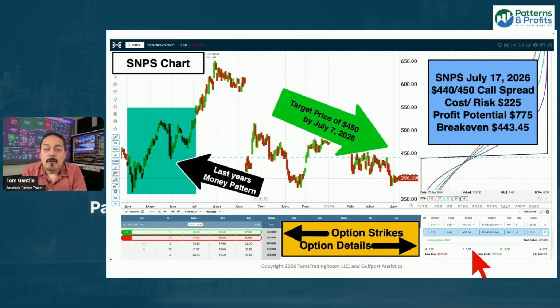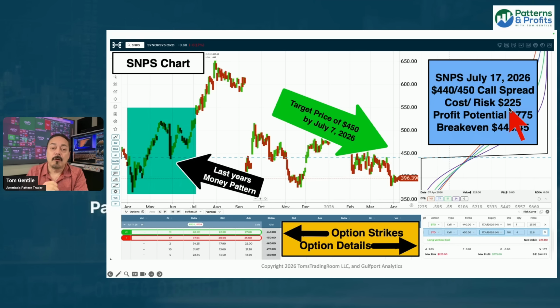And so even though we are still a week before this trade takes shape and becomes a start date, if I were looking at it today, what would it look like today? So I took last year's money pattern and I took the average and I came up with an average price target of $450 based on where the stock price is today. I went into the options and I looked at the calls, and the calls were $40 to buy the calls. But the call spread, buying the 440 call and selling the 450 call, you could do that for $225.